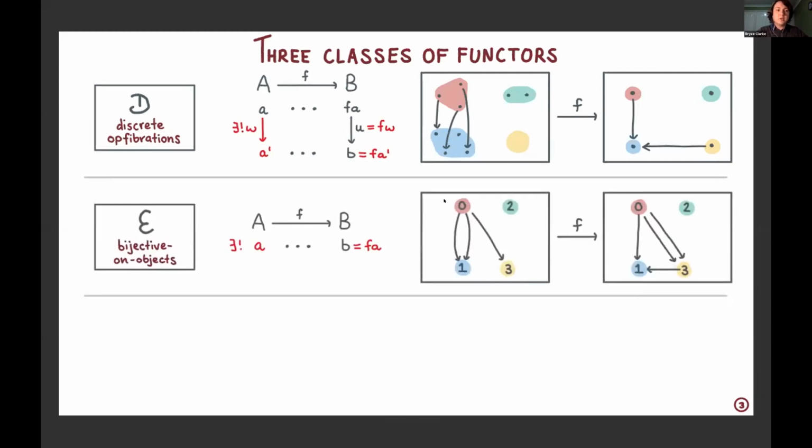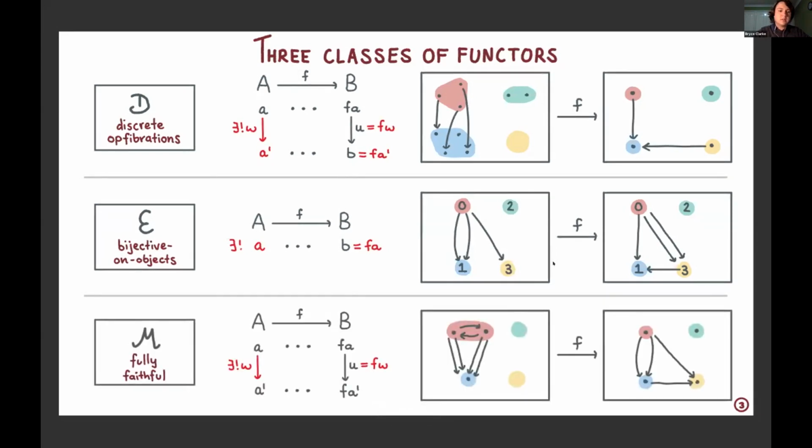And so next we have bijective on objects functors, and these are very easy to understand. It's just a functor whose object assignment is a bijection. And so again, we can see this is some kind of lifting property, which says that for every state B in our system or our category, there exists a unique state A which lies above, lies in the fiber of B. And so again, here we have a very simple example where I've explicitly labeled our states so we can easily see the bijection between these objects.